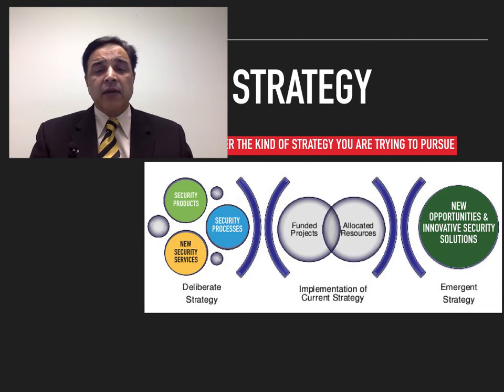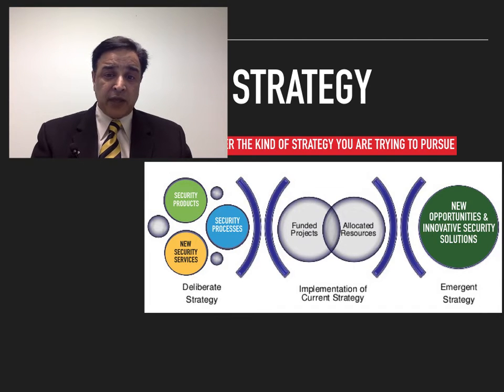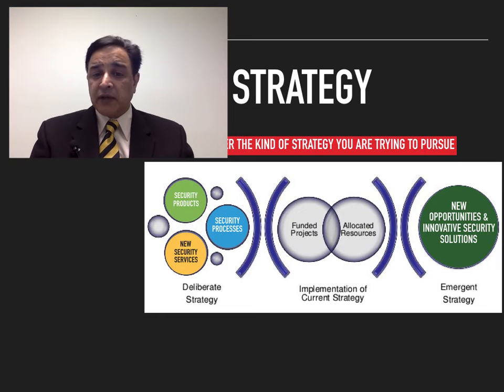The second category of resource allocation strategies is what I call implementation of current strategy. These are projects which have already been funded. They might be security projects that we have already evaluated, and they are in the process, and obviously they need time and resources and people to ensure that they are executed properly. Certain resources have already been allocated, so they are ongoing projects that are currently in place. So this is the implementation of current strategy category.